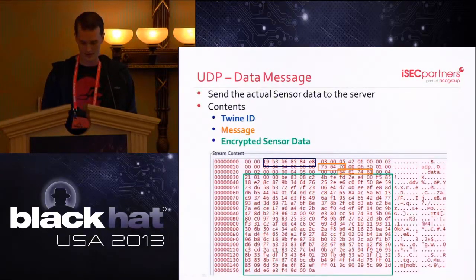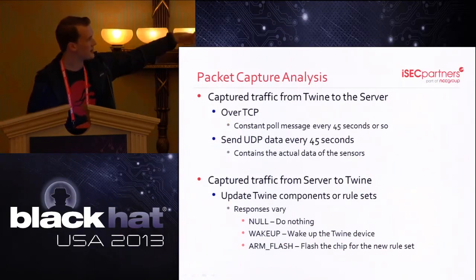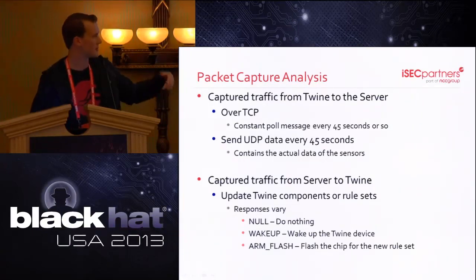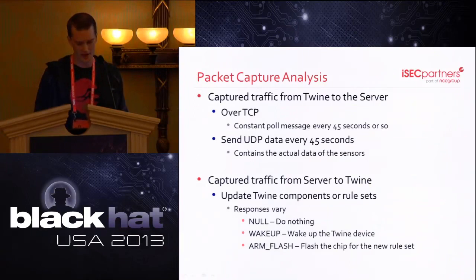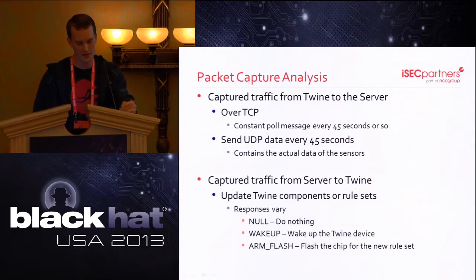So just to recap, we have 2 avenues of communication occurring here. We have one from the server to Twine, and then one from Twine to the server. Twine to the server is occurring over TCP and UDP. It's roughly every 45 seconds. And from server to Twine, this is predominantly or only over TCP. And we have 3 different responses: null, wake up, and ARM flash. And now the updating process for the ARM flash, this could be for rules, if you were pushing down new rules to Twine, or if you were to update the actual Twine software.